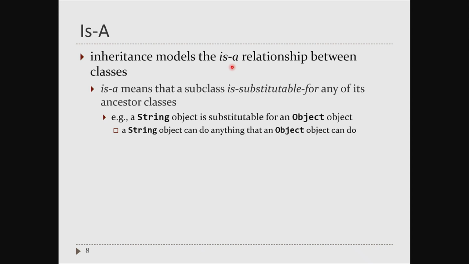So that means String is an Object, ArrayList is an Object, a Point2D is an Object, for example. In Java, is-a means that a class is substitutable for any of its ancestor classes. So for example, a String object is always substitutable for a BigO object. What that means is that a String object can do anything that a BigO object can do. So wherever you need a BigO object, you can pass in a String reference and everything works fine. Wherever you need an Object, you can pass in a reference to any object and it'll work fine.